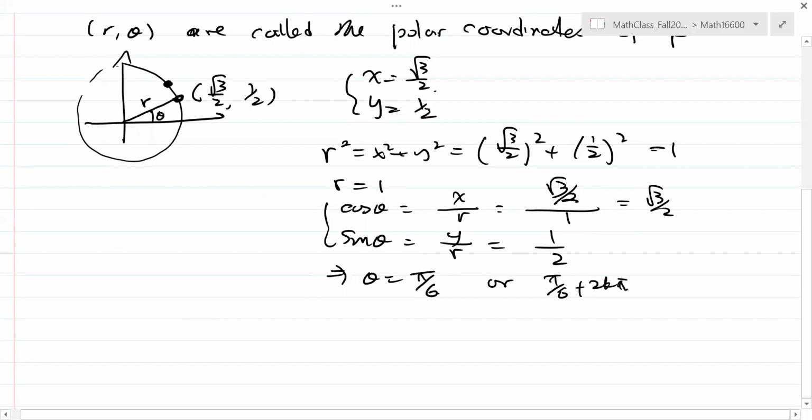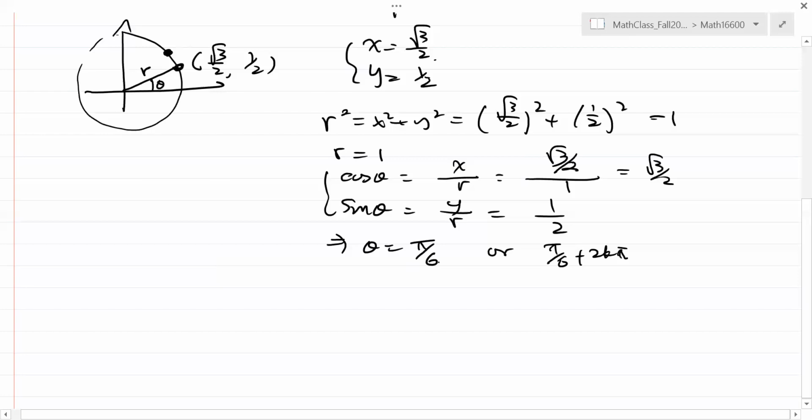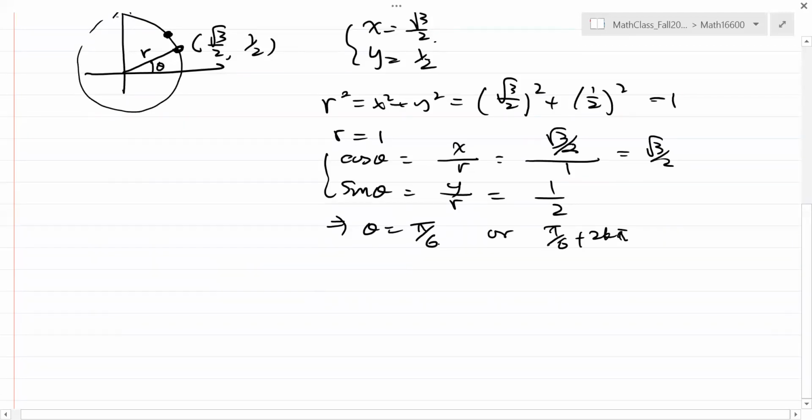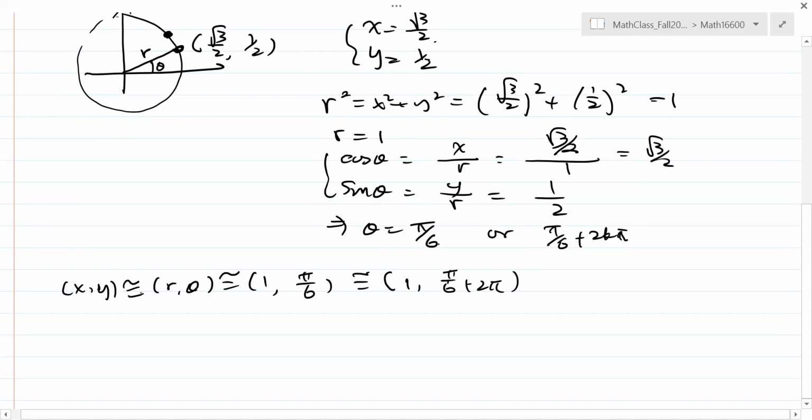Unless you put a restriction on theta, and the value R also can be negative. So let's describe this in the following way. For the same point, I'm going to describe two different ways. R could be negative, R could be positive. If R is positive, R and theta could be 1 and π/6, which is not exactly equal, it just corresponds. And I also can use 1 and π/6 plus 2π. So those are all polar coordinates of the same point. This should be x, y corresponding to this. I don't put it exactly equal here.